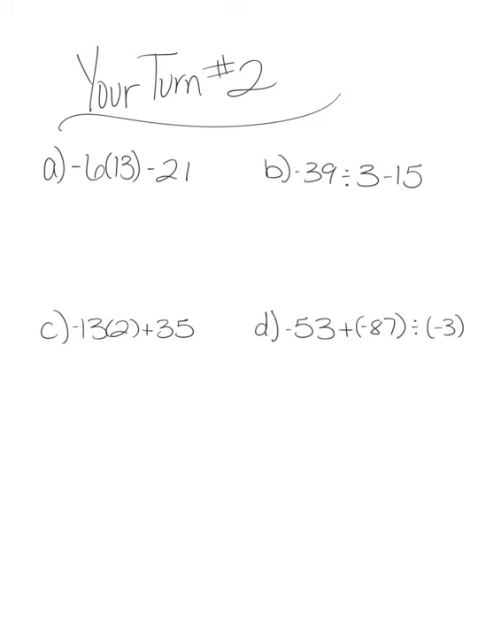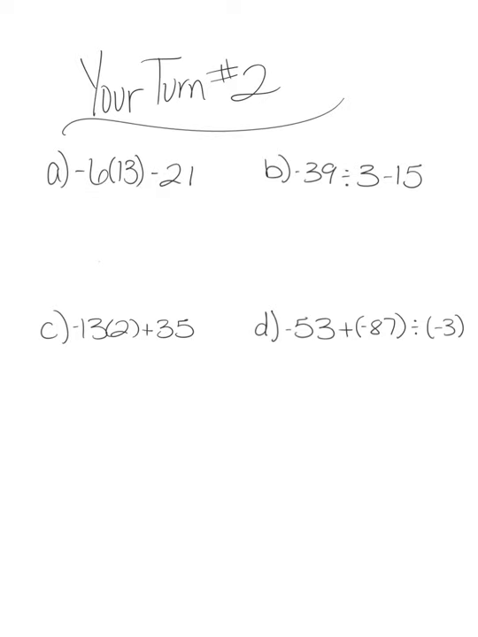This is the key for your turn number 2 in lesson 2.3. Our first expression to simplify is negative 6 times 13 minus 21. So the first step to do is to look at the multiplication.